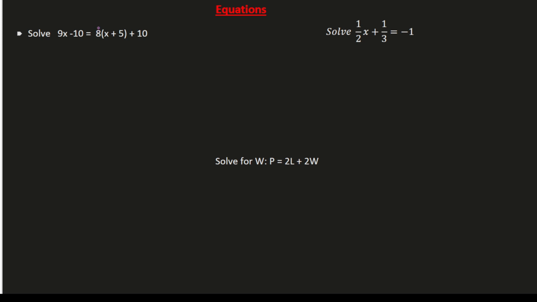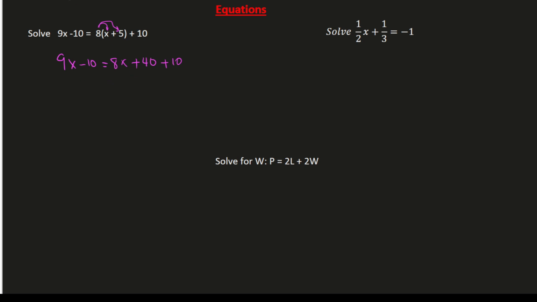distribute the 8. That's the first thing we are going to do. This is multiplication. This is all multiplication. So we're going to distribute the 8. So we get 9x minus 10 equals 8 times x is 8x, and 8 times 5 is 40 plus 10. And remember, the 8 is distributed only to x and 5 because of the parentheses, not 10.